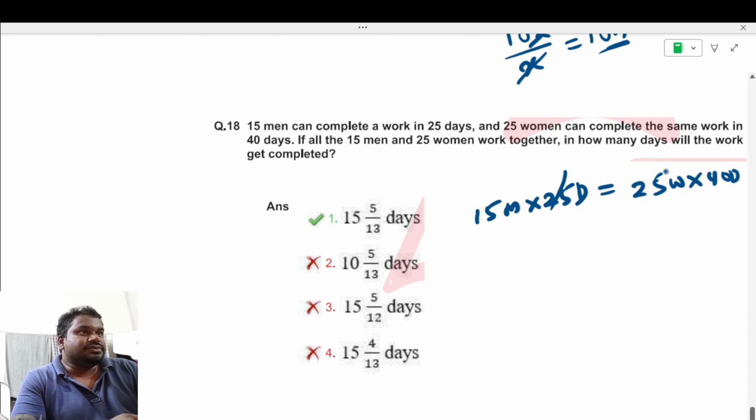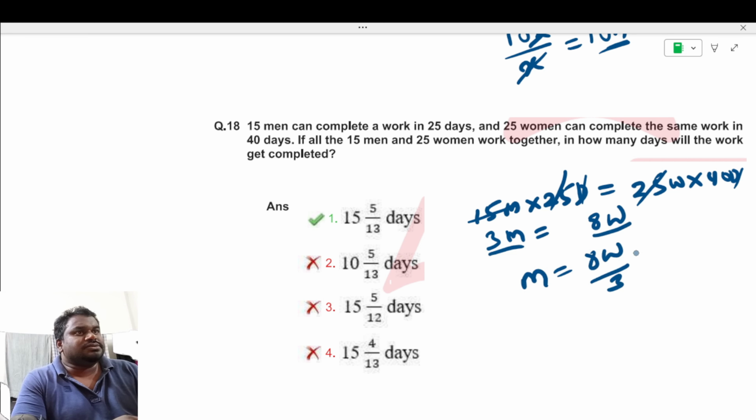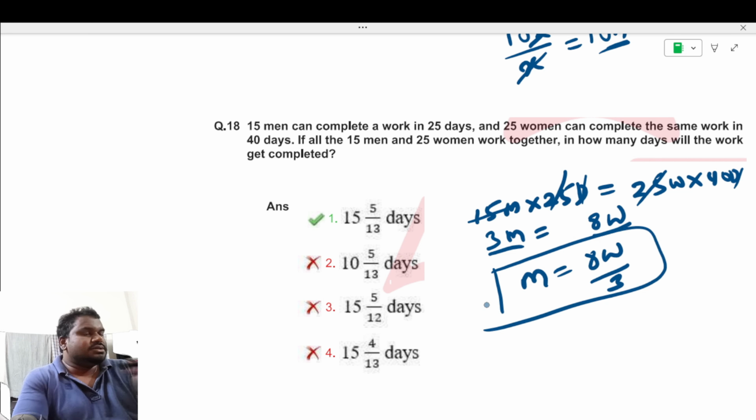So 5 gets cancelled. 5 threes are 15, 8 women. 3 men is equal to 8 women. Or 1 man is equal to 8 women by 3. Use this. Keep it as one relation. Now, if all the 15 men and 25 women work together, in how many days will the work get completed?